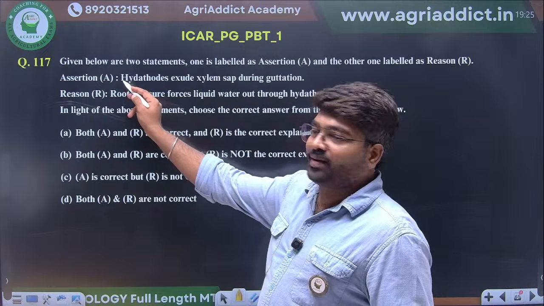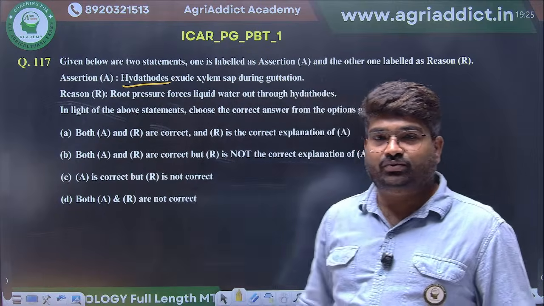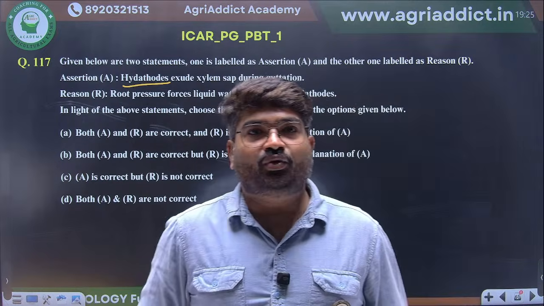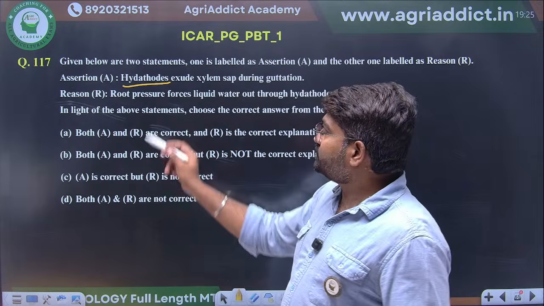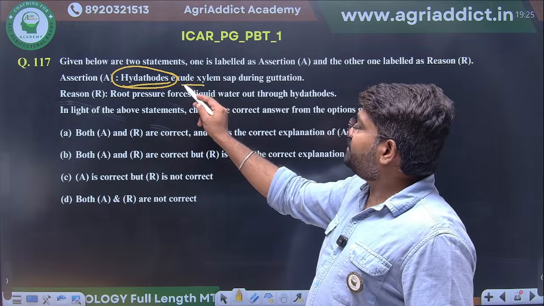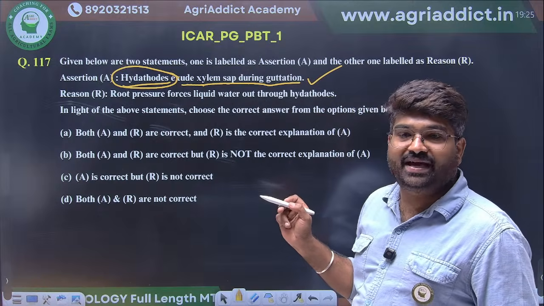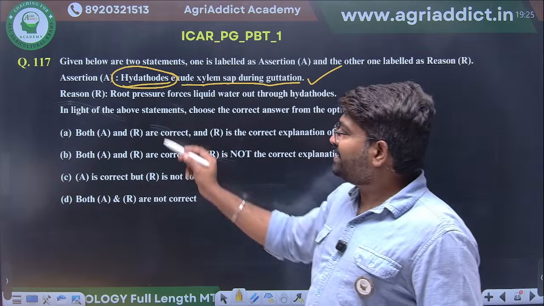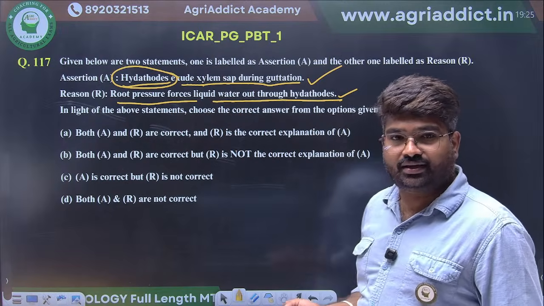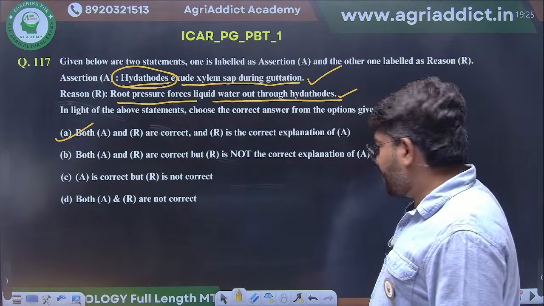Hydathodes, this is a simple concept only. Everyone knows about what is meant by guttation. Guttation means the exclusion of water from the leaf tips during the early morning period. That will be done by hydathodes. Hydathodes exclude xylem sap during guttation. This is true. This is a basic concept. Second, root pressure forces liquid water out. This is also correct. Option A is correct.